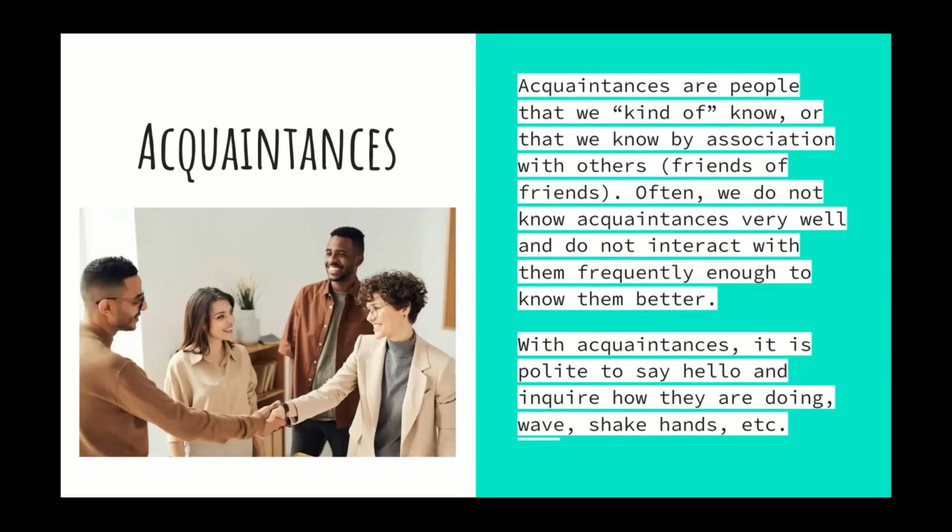Acquaintances are people that we kind of know or that we know by association with others. So think friends of friends. Often we don't know acquaintances very well and we don't interact with them frequently enough to really get to know them better. So they're people who you might recognize or maybe you know their name, but you don't know much outside of that. With acquaintances, it's polite to say hello and inquire how they're doing. You can wave, you can shake hands, things like that.